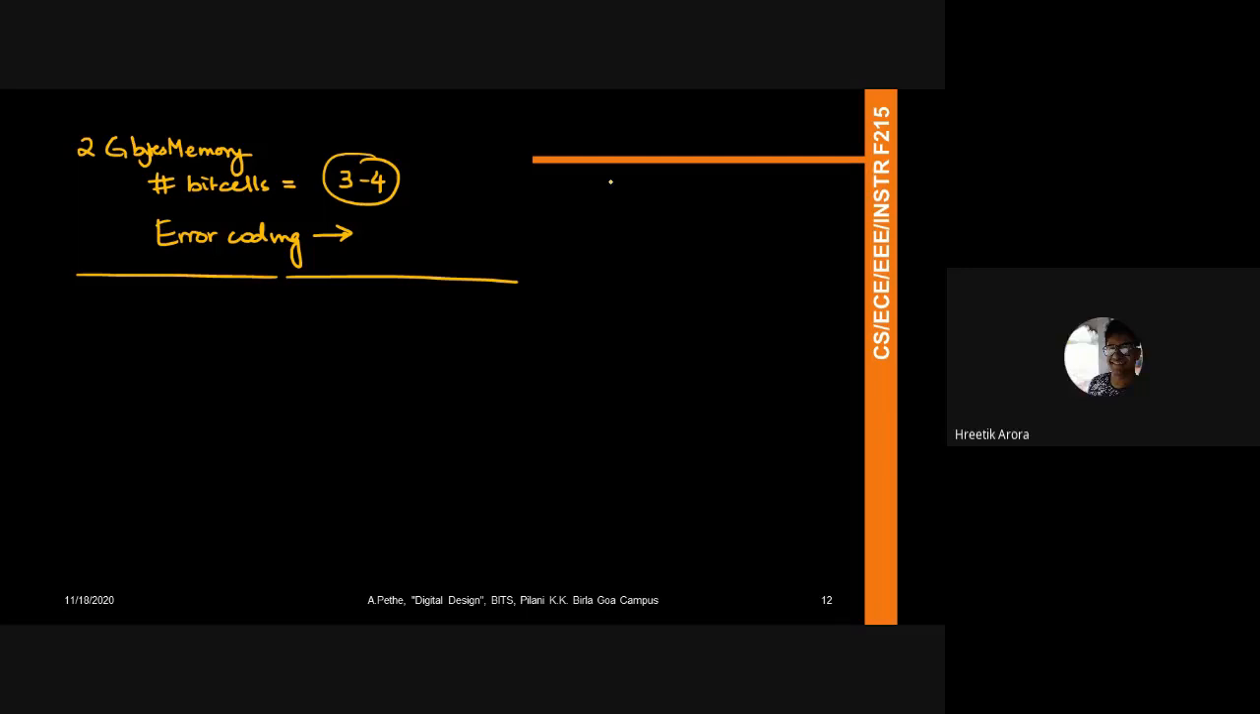Sir, but how are there bit cells on a hard drive? Isn't a hard drive a spinning magnetic disk? So in a magnetic disk, it is different. But if you look at SSDs, and nobody uses hard drives anymore, right, an SSD is nothing but a flash cell.